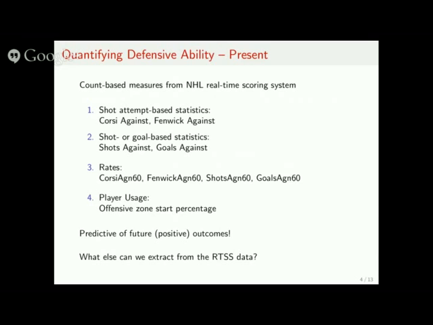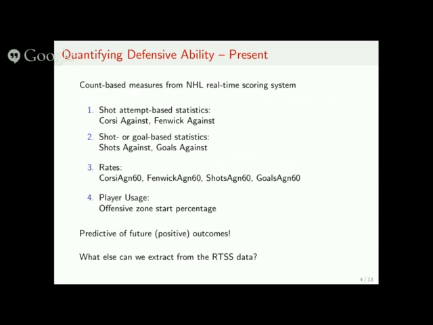Or the defensive zone. So these are sort of the metrics that are used now to evaluate defensive ability. And they're good because they are predictive of future positive outcomes, which is what we want. So I was thinking about this, and I thought, what else can we extract from this real-time scoring system data that the NHL provides us?